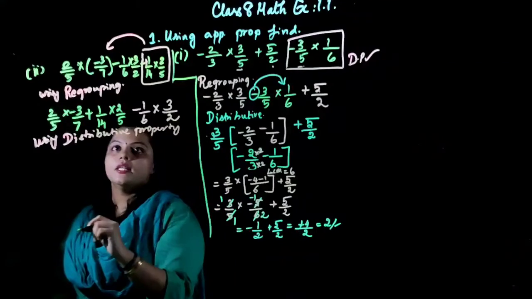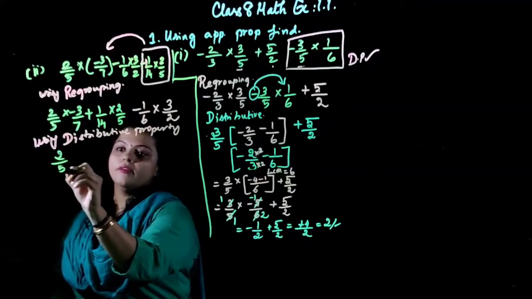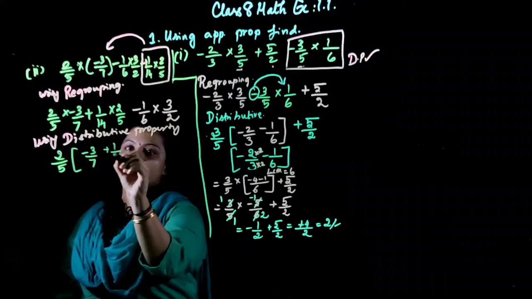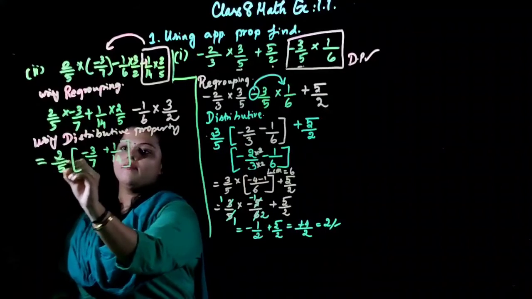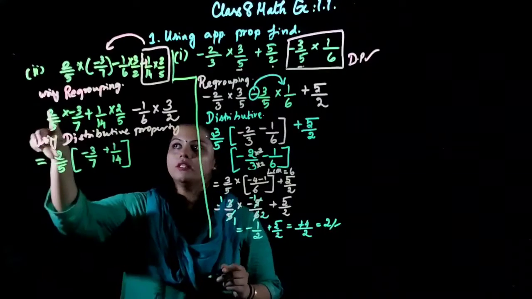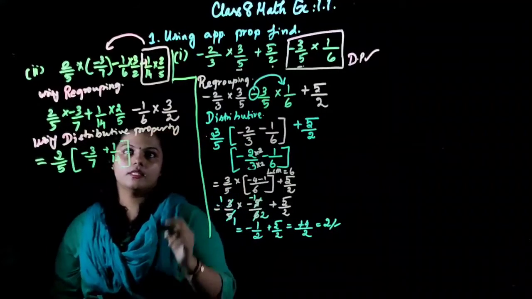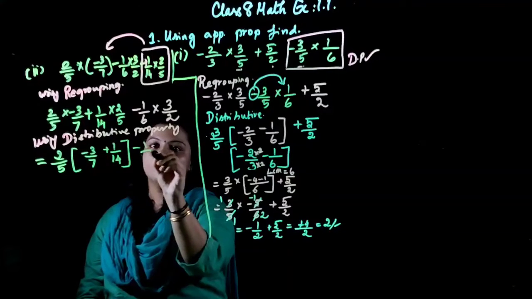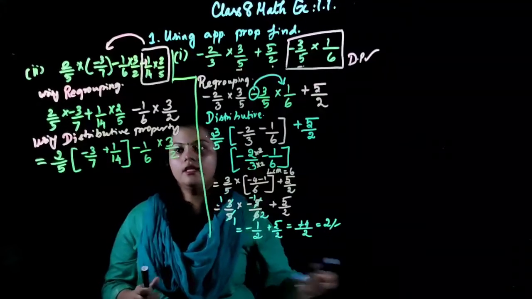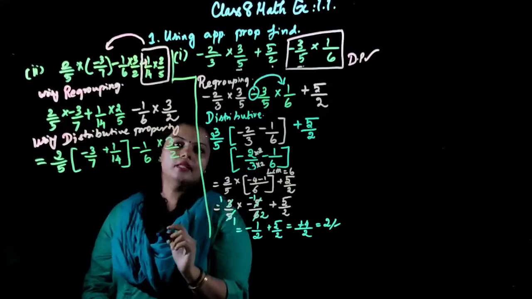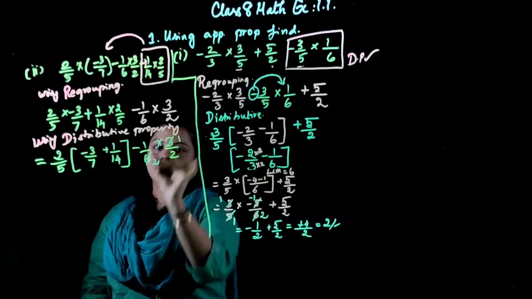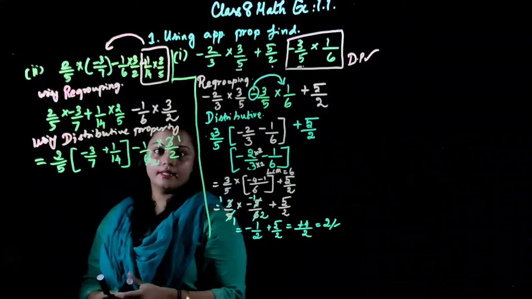So let's proceed. Take 2 by 5 outside. You are having minus 3 by 7 plus 1 by 14. Here we don't have a problem because only 2 by 5 is taken as common outside. Remaining I have minus 1 by 6 into 3 by 2, and here also I have a multiplication symbol between 1 by 6 and 3 by 2, so I can cancel. 1 times 3 ones are 3, 3 twos are 6. That's all I could cancel.